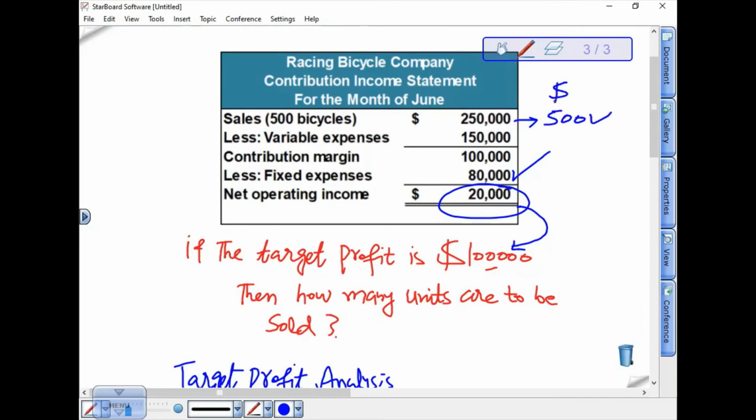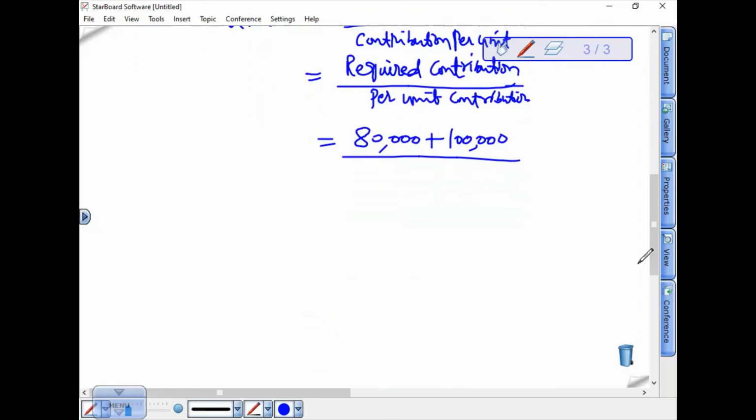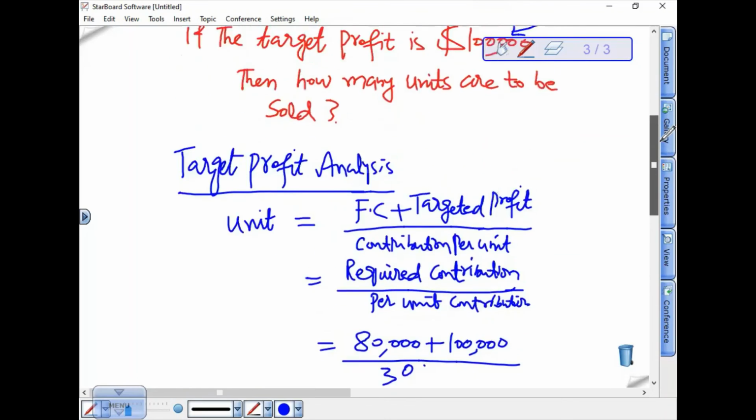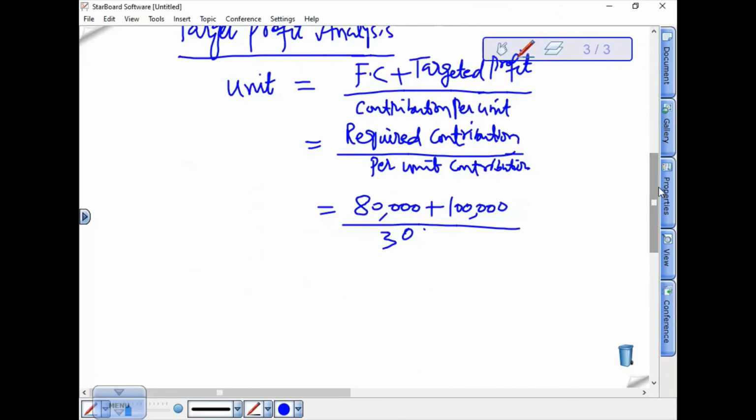Okay. Now, if you look at the variable cost, 150,000 is the variable cost for how many bicycles? 500 bicycles. It means for 1 bicycle, the variable cost is 300. So difference of 500 and 300 is 200. That is the contribution per bicycle. So the per unit contribution, which we just calculated, is 200.